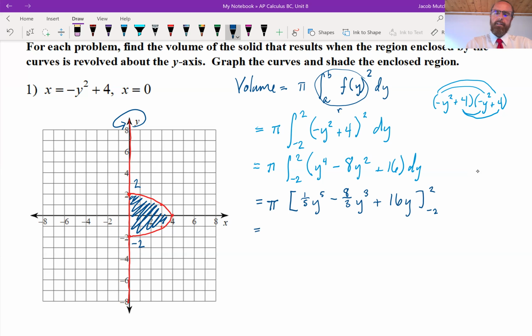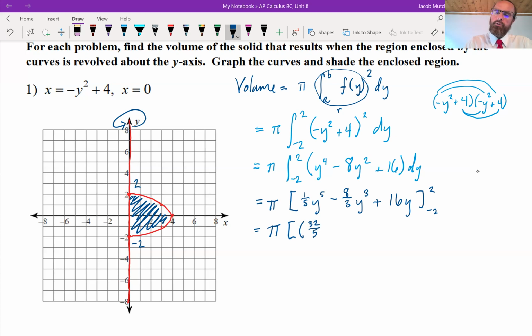So now that I've integrated, I'm going to evaluate using the fundamental theorem of calculus. So pi times, then I'm substituting in positive 2 first. So 2 to the power of 5 is 32 times 1/5 is 32 over 5.